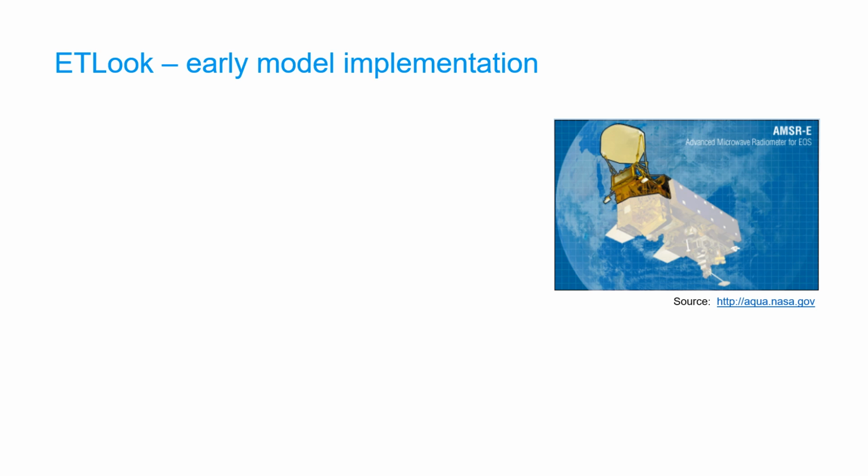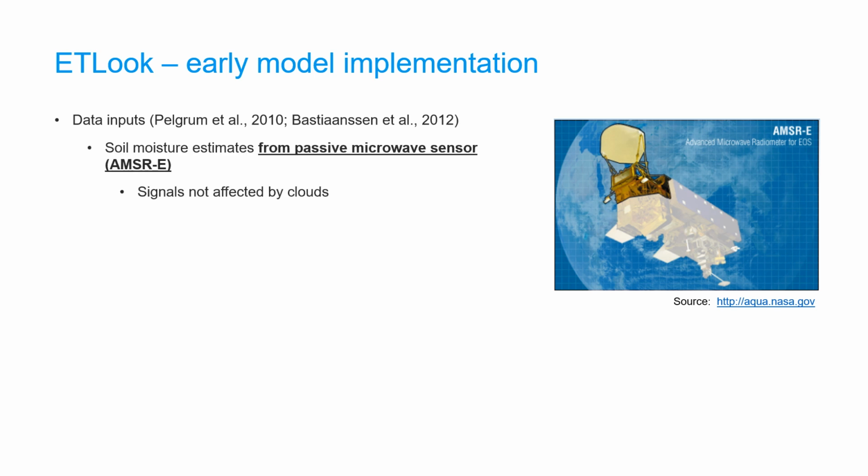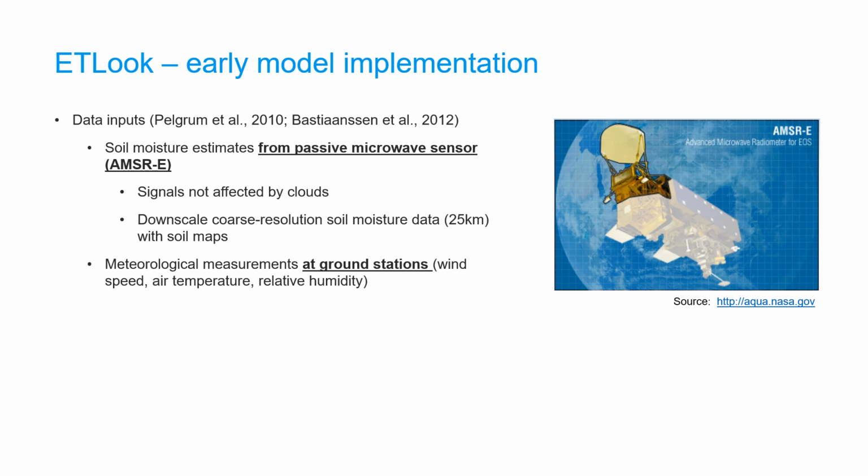The ETLook model was first implemented at field scale and river basin scale using soil moisture estimates from AMSR-E, a passive microwave sensor, meteorological measurements from ground stations, and surface reflectance from the MODIS sensor at 1 km scale. The soil moisture estimate was downscaled from 25 km AMSR-E data.